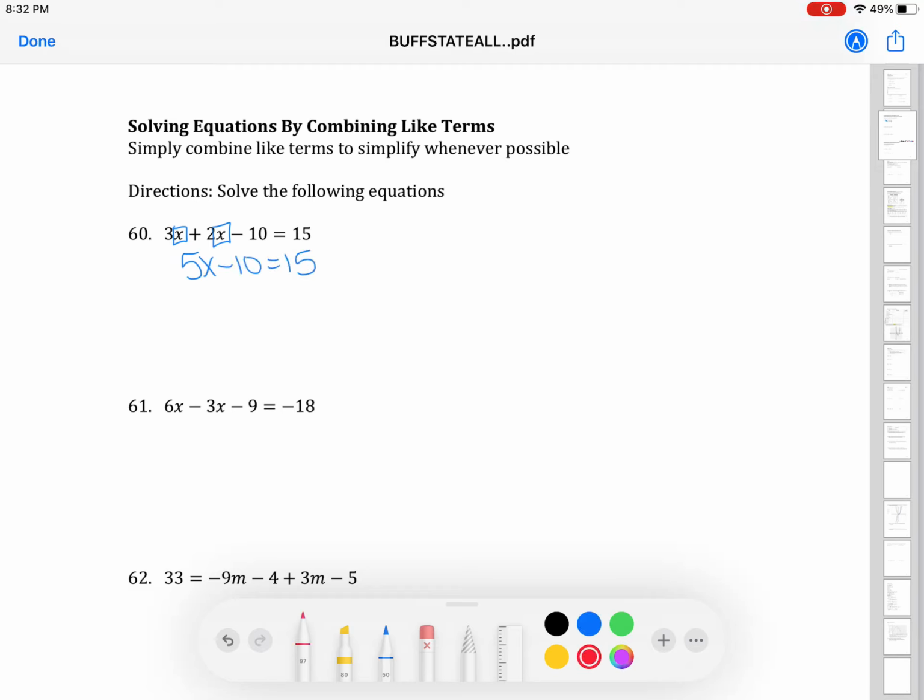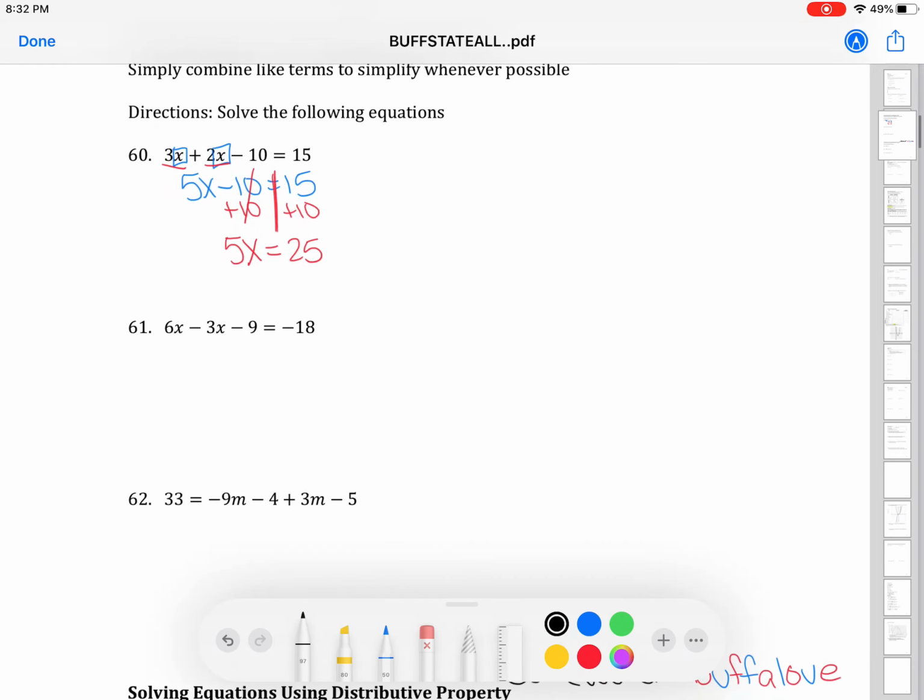x and x are like terms, so 3x plus 2x is 5x. Bring down the minus 10, and the equals 15. And you'll notice right away after combining those 2 terms, boom, you're in that basic form, the one that we just worked with on the last page. So here's my equal sign. You always get rid of what's being added or subtracted first, so I'm going to undo the minus 10 by adding 10 to both sides, so that negative 10 plus 10 cancel out, and I'm left with 5x, and my equal sign comes down. And then 15 plus 10 is 25.